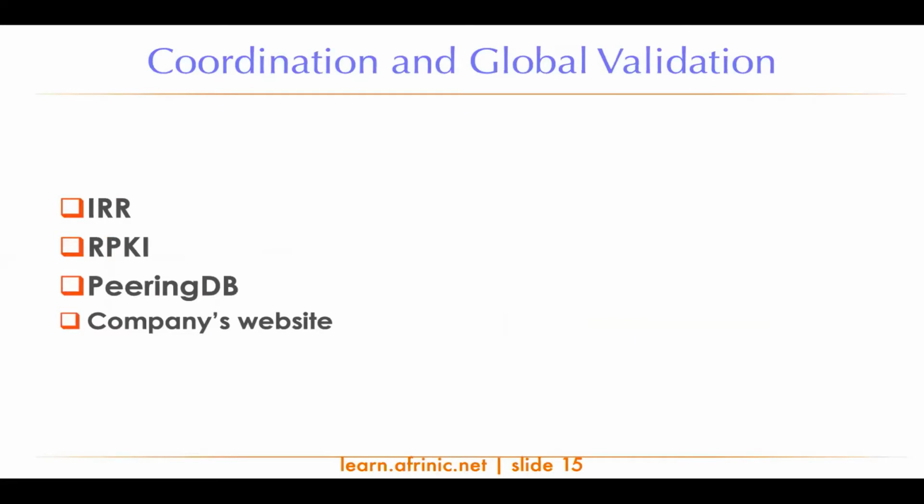So, coordination and global validation. The tools we will use are the IRR, for Internet Routing Registries, RPKI, Resource Public Key Infrastructure, and PeeringDB, which is a common place where network operators are allowed to come and register themselves, their resources, their locations, their peering locations, their peering facilities, and everything about them. And also, you can use your website to publish information about how you manage your network.